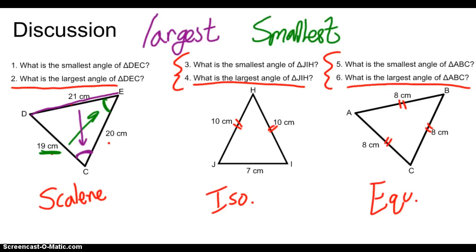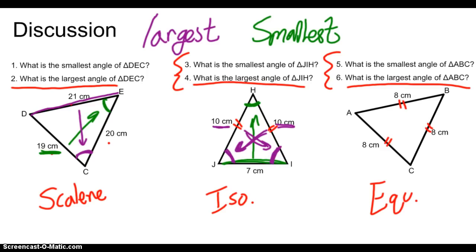Now something funny happens with 3, 4, 5, and 6. With the isosceles triangle, we know that the smallest side is the 7 centimeters, so the smallest angle is going to be angle H. But the longest sides are a tie, and so the longest or the largest angles will also be a tie. And actually this happens every time we have an isosceles triangle. In an isosceles triangle, the angles that are opposite the two congruent sides will also be congruent themselves.